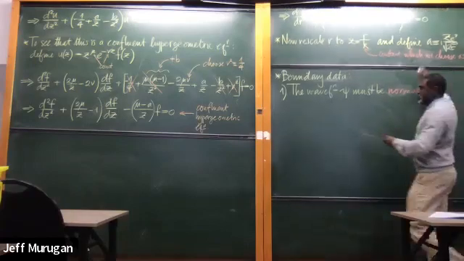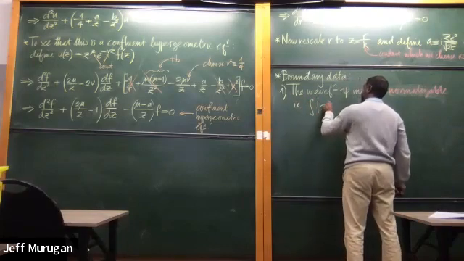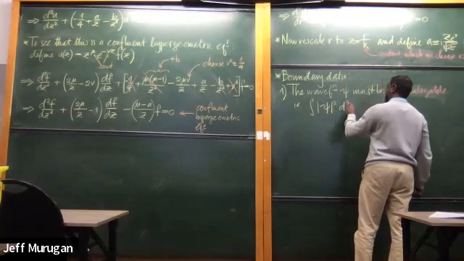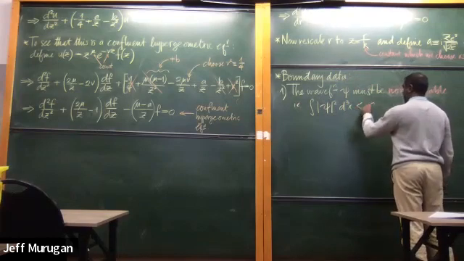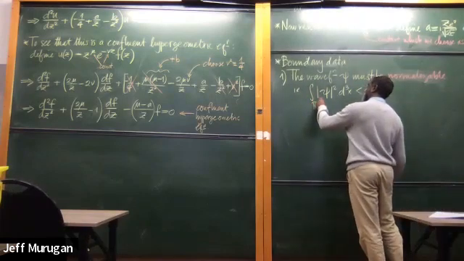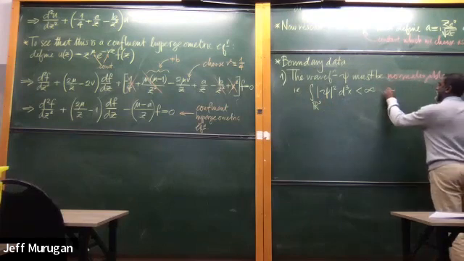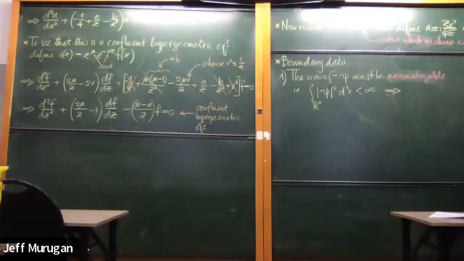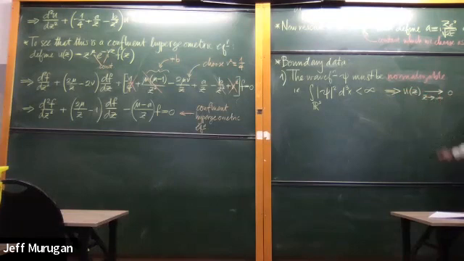By this I mean that the integral of mod psi squared d3x must be finite, integrated over all the dimensional space. By plugging in for the variables that we've chosen, you can see that what this means is that u of Z must go to 0 as Z goes to infinity.